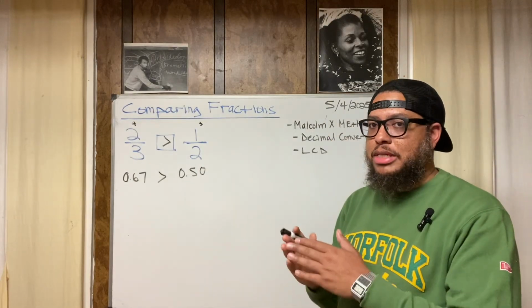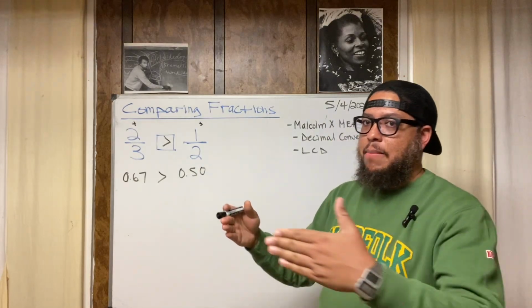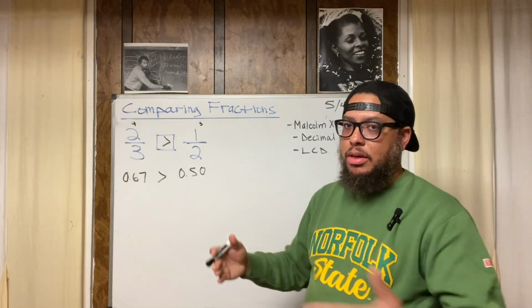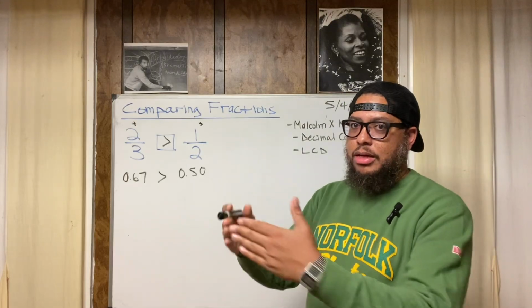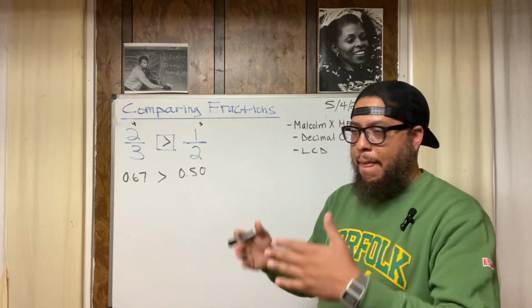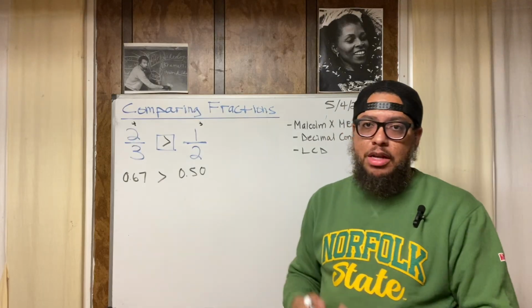So the common denominator is like a meeting point. It's like a meetup. Like, meet me here, right? Let's meet up at 6, right? 6 is the smallest number where they can meet up.